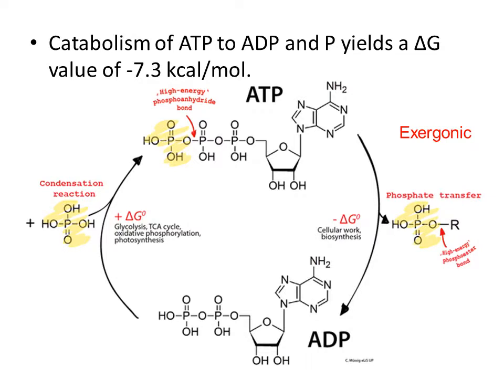Catabolism of ATP into ADP and an inorganic phosphate is going to yield a free energy value that is below 0. The value is negative 7.3 kilocalories per mole. Therefore, the breakdown of ATP is an exergonic reaction. It releases energy.